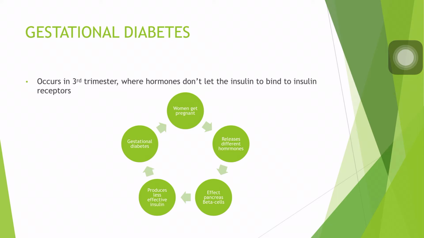But sometimes those hormones also affect the beta cells of the pancreas. That means there will be no insulin, or less effective insulin will be produced from the beta cells, and in this way gestational diabetes occurs.